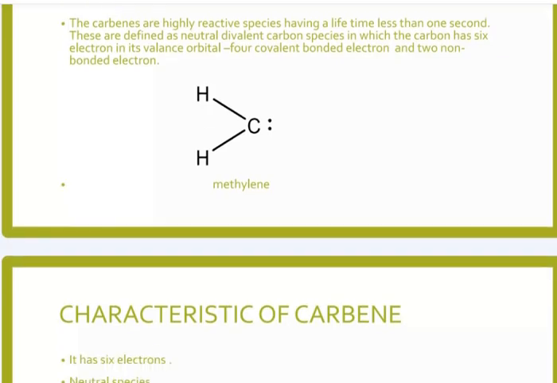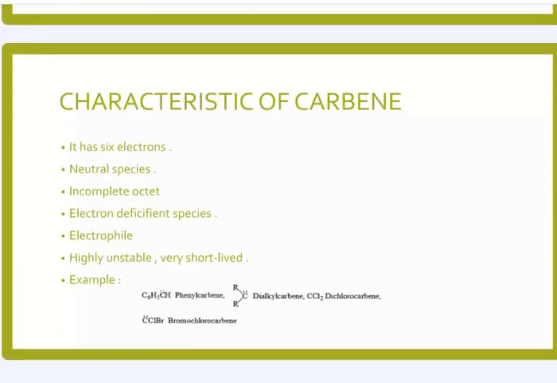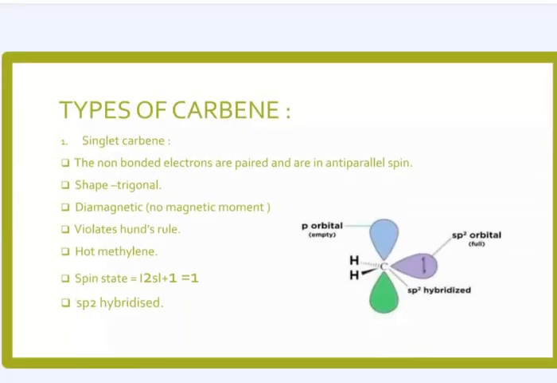Now characteristics of carbene. It has 6 electrons, neutral species, incomplete octet, electron deficient species, electrophile, highly unstable, very short lived. Examples, you can see phenyl carbenes, dialkyl carbenes, dichlorocarbenes, bromochlorocarbenes. Now types of carbene. My friend, 2 types.